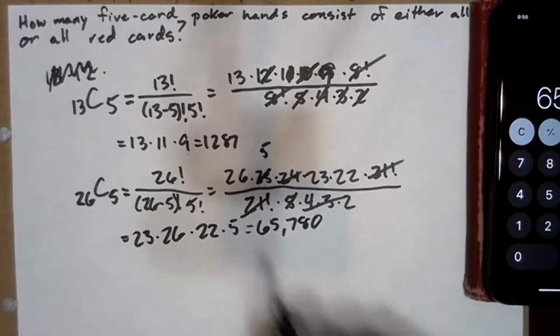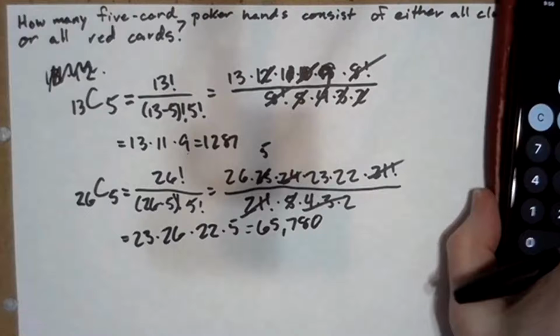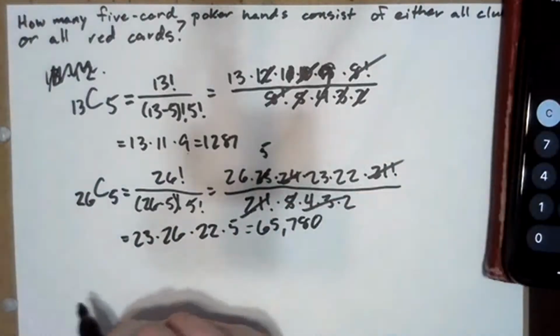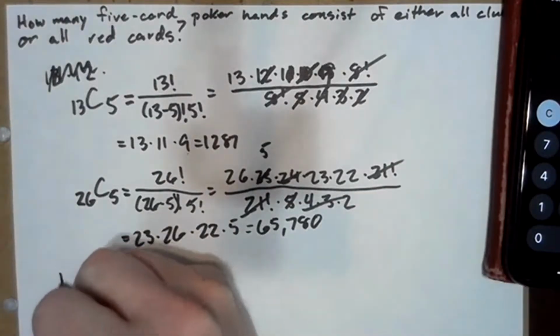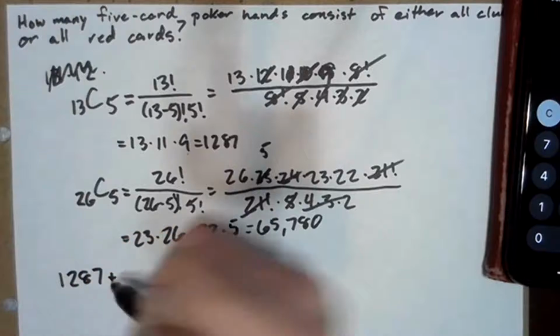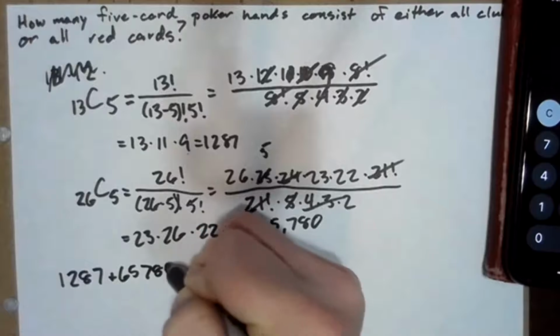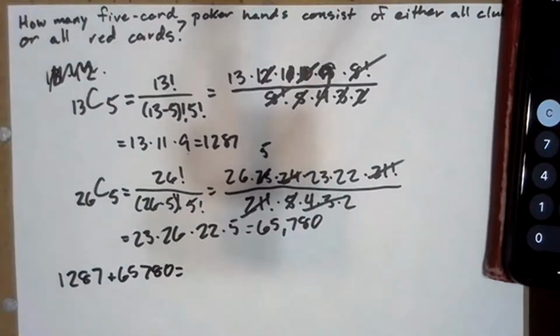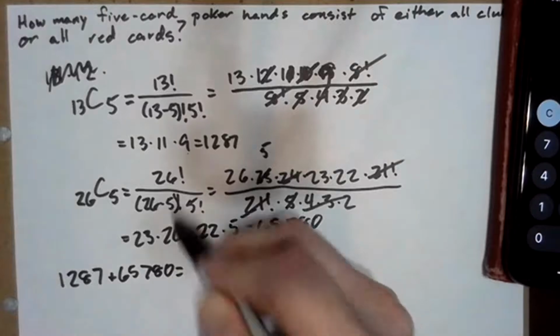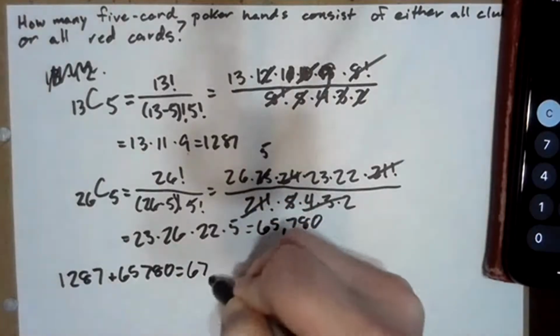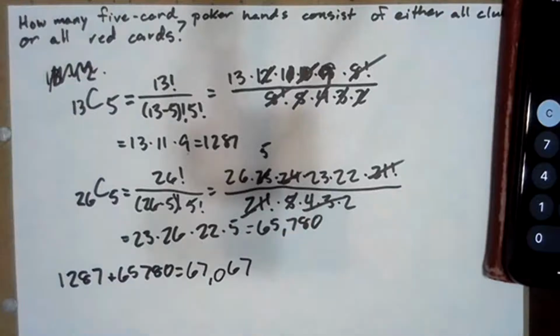Therefore, the number of 5-card poker hands that consist of either all clubs or all red cards is 1,287 plus 65,780, which is in total 67,067.